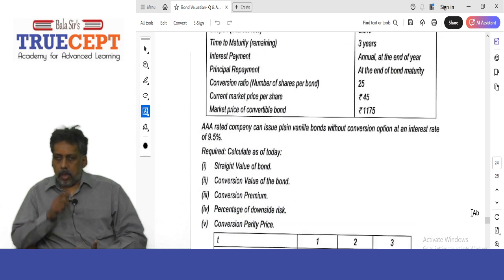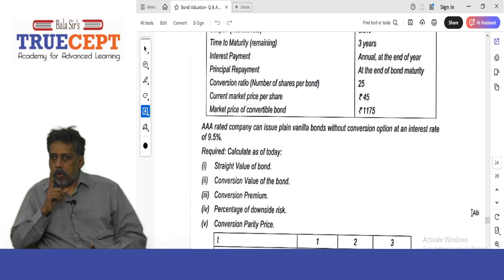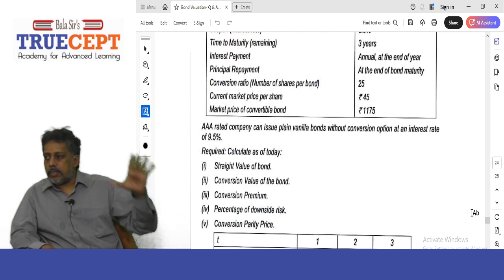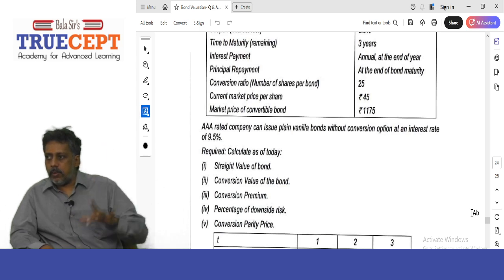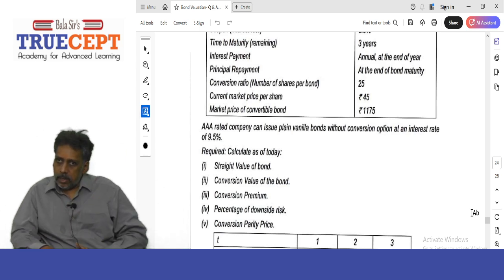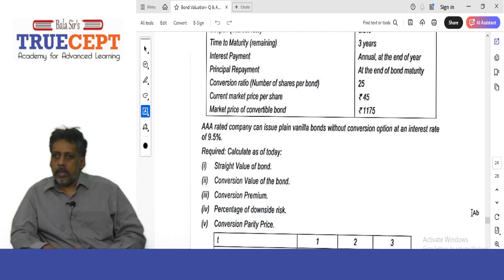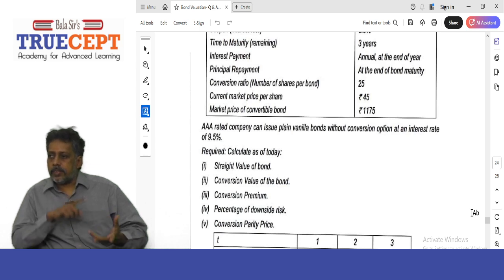An AAA rated company can issue plain vanilla bonds without a conversion option at an interest rate of 9.5%. Point to note, I will take 9.5% for discounting all the bond cash flows to find the straight value of the bond. And that is nothing but, remember, the straight value of the bond, also known as a plain vanilla bond, where the bond does not have additional features, for example, conversion of bonds into shares.